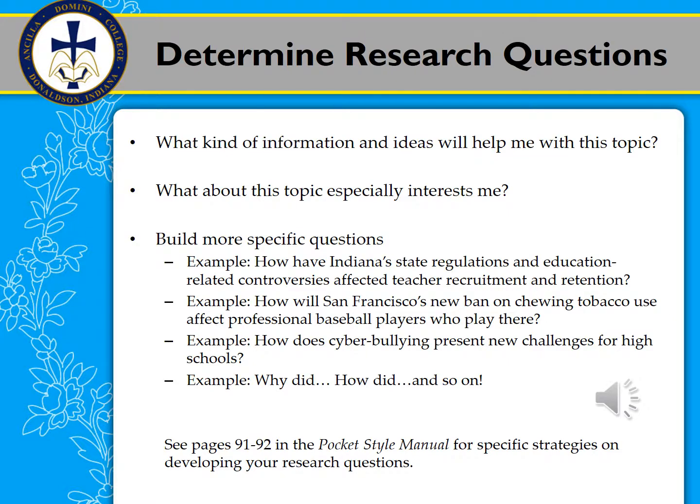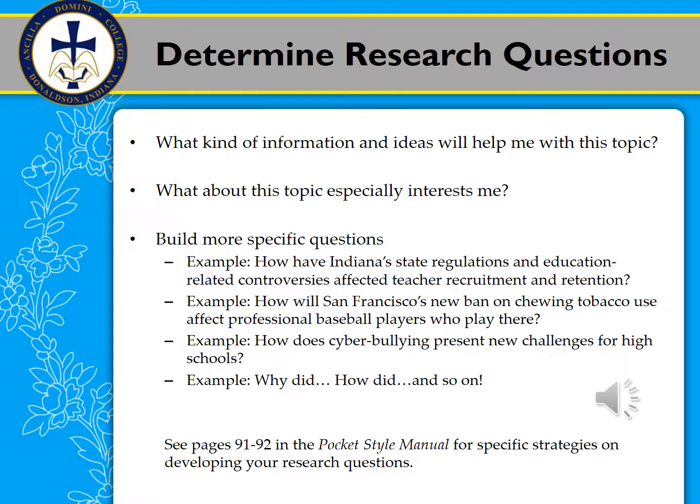You can also start building some more specific questions here, and I have some examples here that, if you want to slow down and pause, you can look at on your own. I like to put in either how or why questions. Those lead to more in-depth analysis, and that's what we're searching for in college level writing. Examples include why did, how did, and so on. Asking those questions is really going to help you dig.